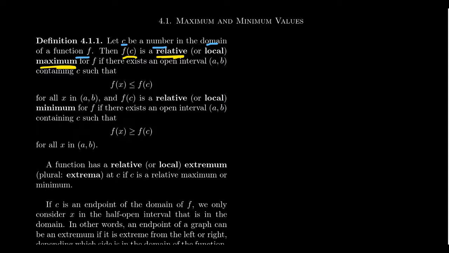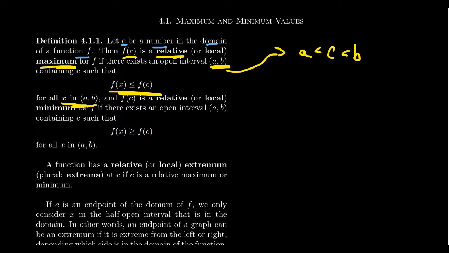A local maximum f of c exists if there's some open interval a to b that contains c. So we need to unravel this to understand that c is somewhere between a and b, so c is inside that domain. We say that f of c is a maximum if f of x is less than or equal to f of c for all x's inside of that interval.